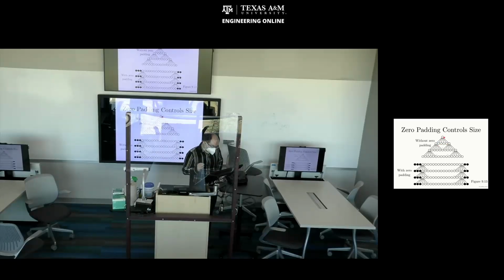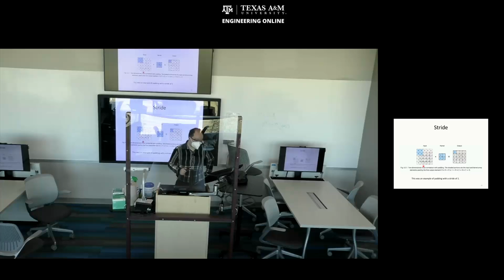But if you use padding, you pad pixels outside of the boundary and give them 0 values. That's what we call 0 padding. These black points are 0 padding. Then you see that in each layer we keep doing this 0 padding, and the size does not change actually. So that's what padding means.